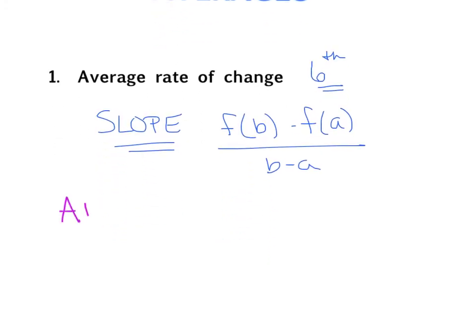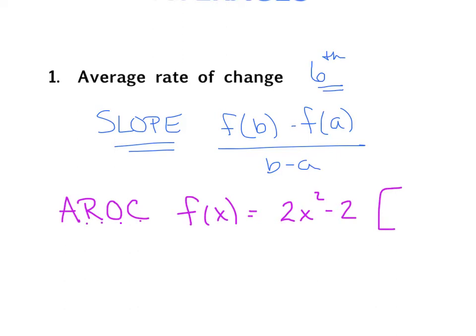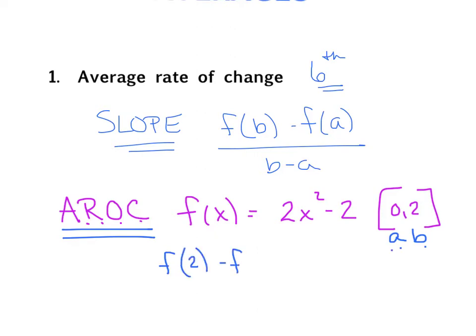Let's say they said find the average rate of change, we abbreviate it as AROC, of course, of our function f of x equals 2x squared minus 2. And notice they're going to give us a closed interval. Okay, this is not a point. It's not in parentheses. It's a closed interval. So all they're really telling you is that this is your a value and this is your b value, and just apply the AROC formula. So the notation our AP is looking for is f of, and you can label them a and b, f of 2 minus f of 0 all over 2 minus 0.